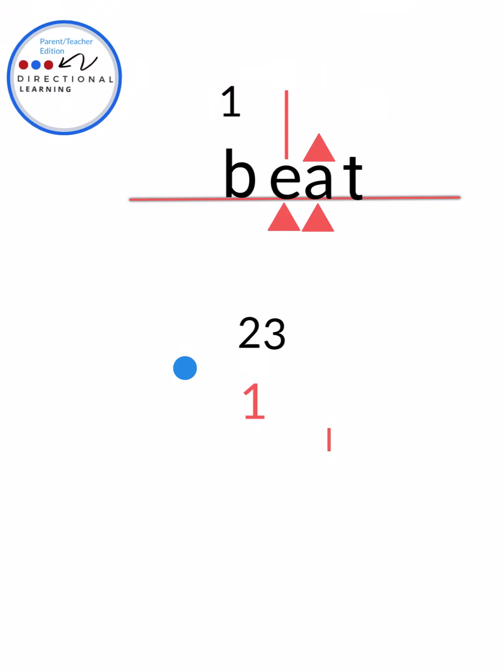This is the beginning sound. EA is a vowel. They're going to be together, right? They're vowels, and then this is the ending sound, and I only hear from one red letter, so it's a one-syllable word, and the word is beat.